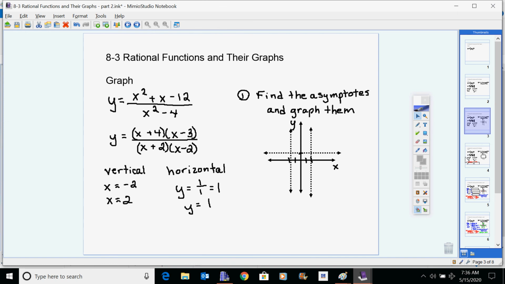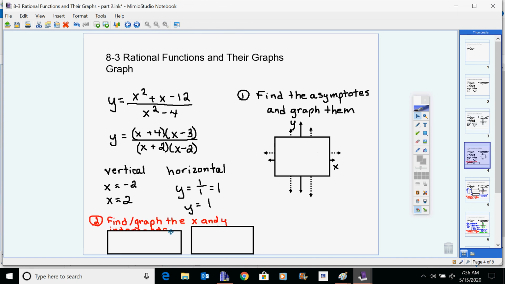So you'll put them in, and then we want to find what it looks like in general. It's always good when you're doing a graph to think about x-intercept and y-intercept. The x-intercept is found when y equals 0, so that means our numerator equals 0. Looking at the numerator, the values of x that give y 0 are -4 and 3. So x equals -4 or x equals 3 are our x-intercepts.